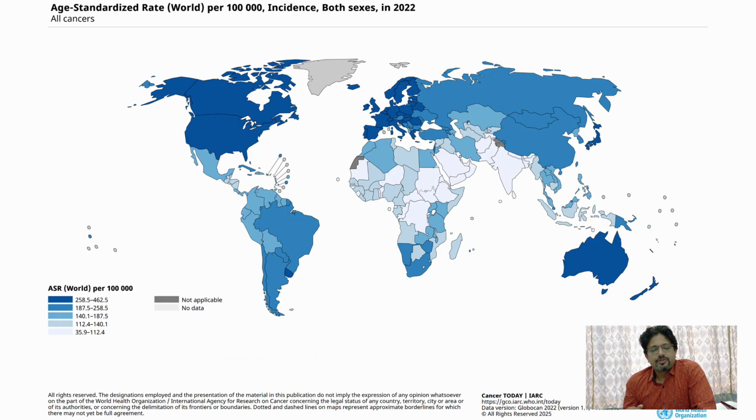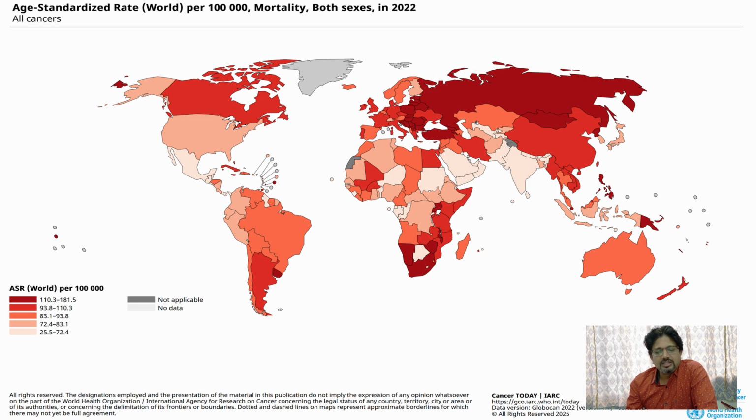Looking at the age standardized rate in different parts of the world, it can be seen that in North America and in Australia we have a higher risk of incidence of cancer compared to Asian countries and African countries. Similarly, the mortality rates are also higher in these countries compared to Asian countries, especially Nepal and India. This is the heat map. The darker the color, the higher the incidence and mortality, and the lighter the color, the lesser the incidence and mortality.